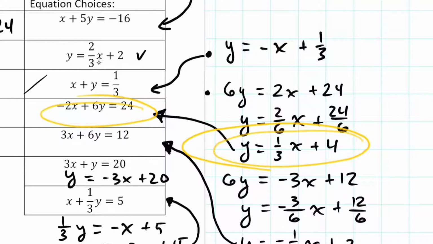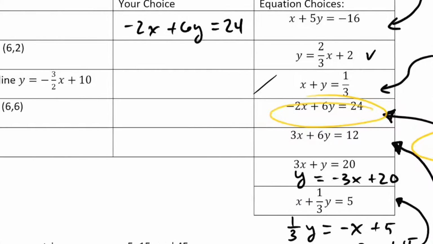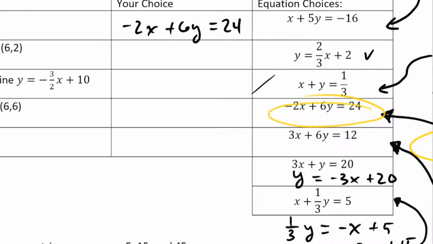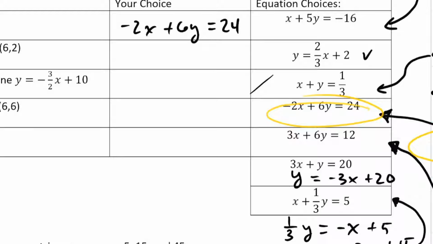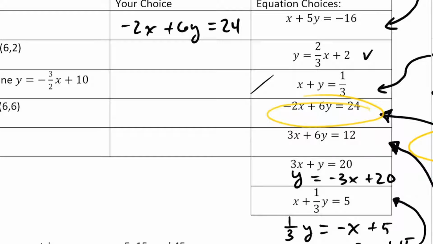If I put 6 into this, let's see. 2/3 times 6 would be 4, and 4 plus 2 is... Oh, no, I'm putting in 6. No, that's not going to be right. Because if I put 6 into this equation, 2/3 times 6 would be 4, and 4 plus 2 is 6. No, I'm looking for one that gives me 2.